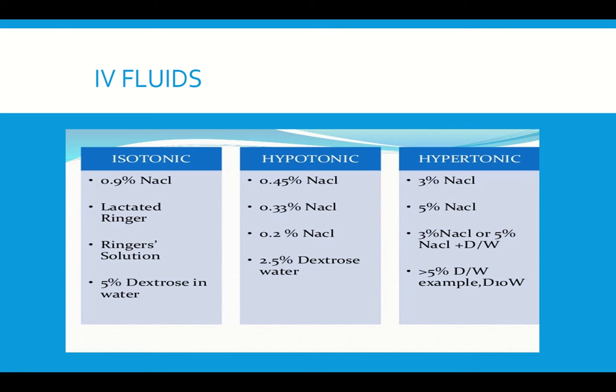Hypotonic moves fluid into the cell, so from extracellular into intracellular, so out of the vascular space. Hypertonic fluids move fluids out of the cell and into extracellular space. So that is moving fluids out from outside of the cell into circulation into the vascular system.